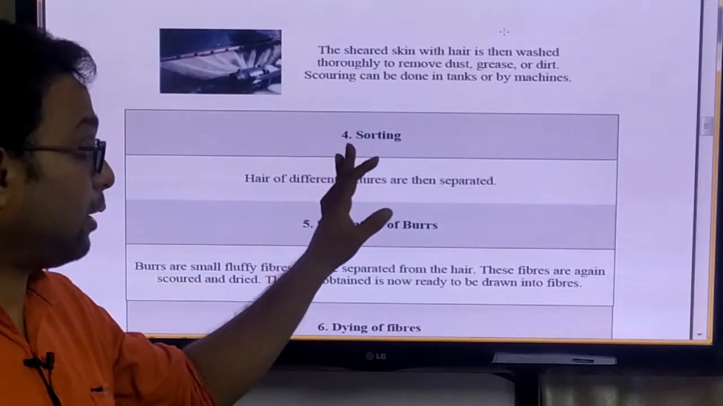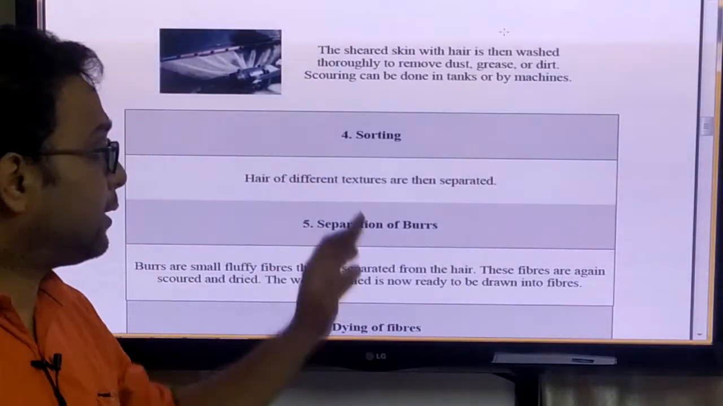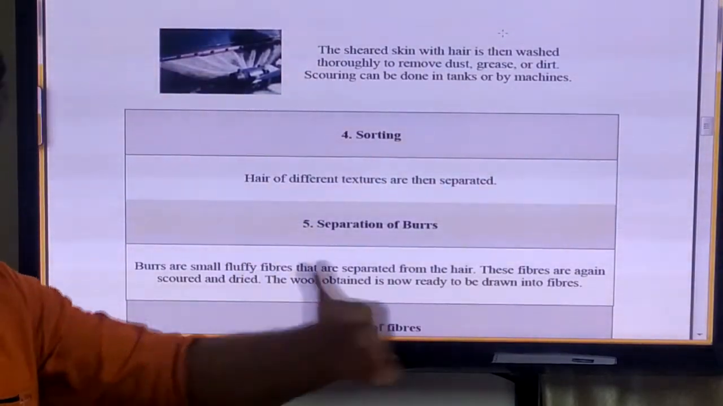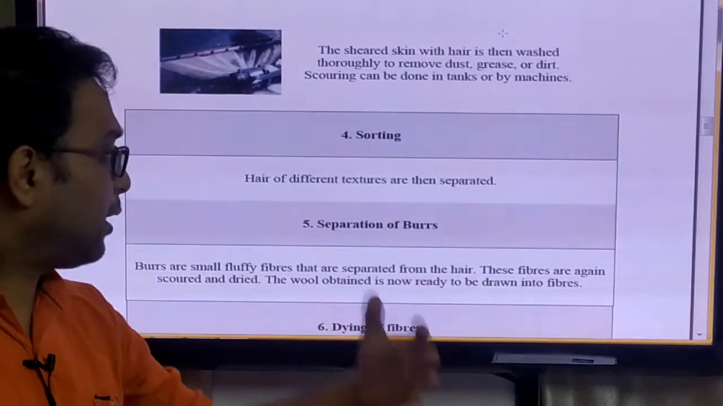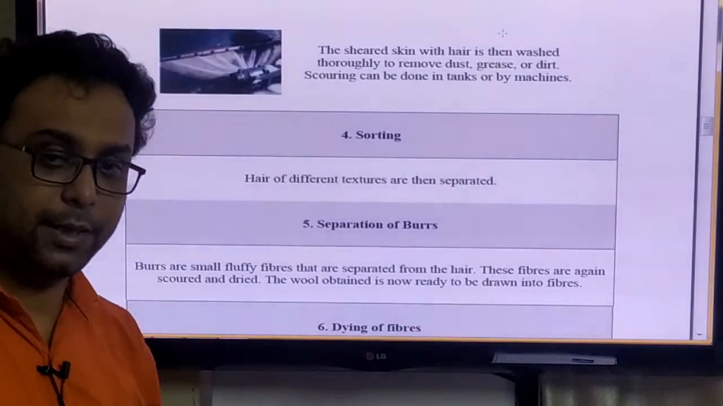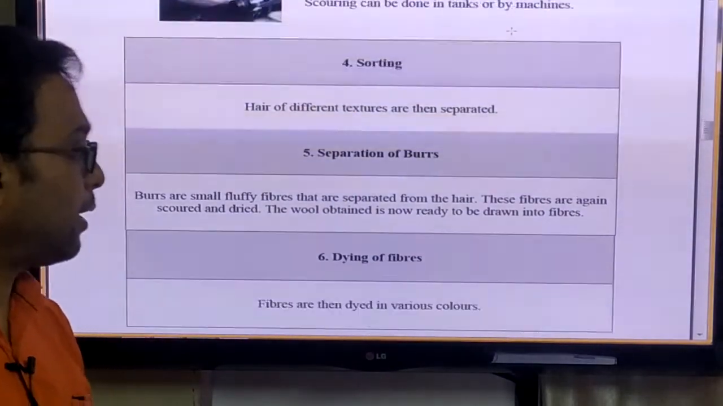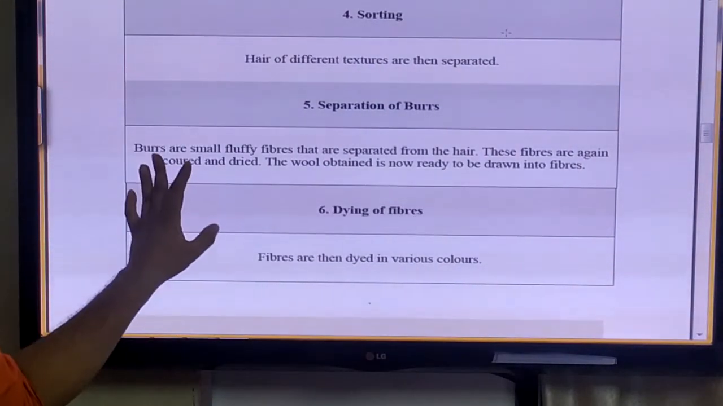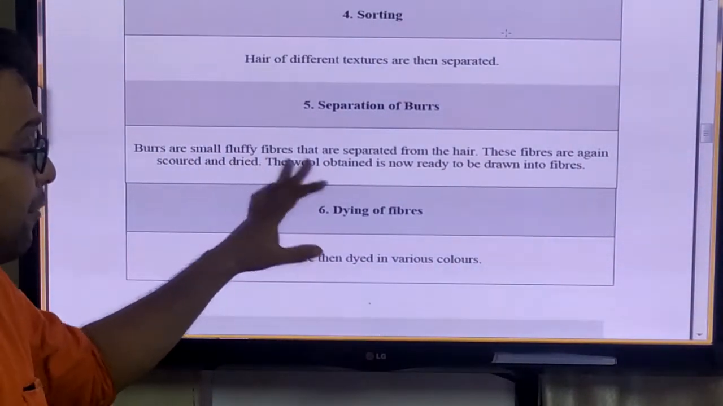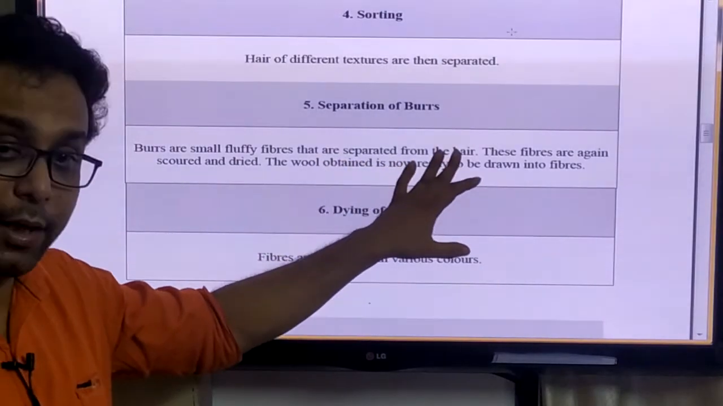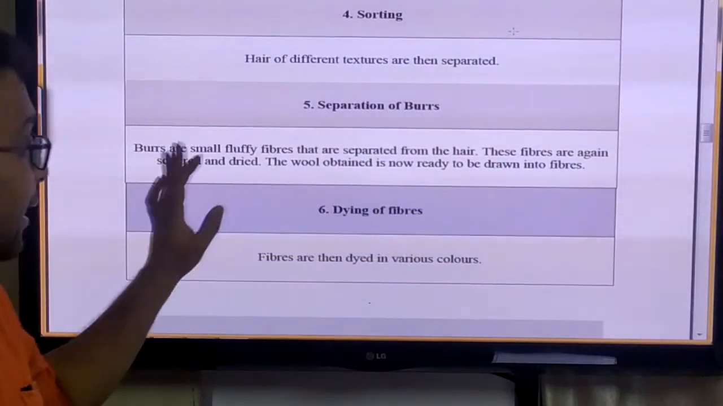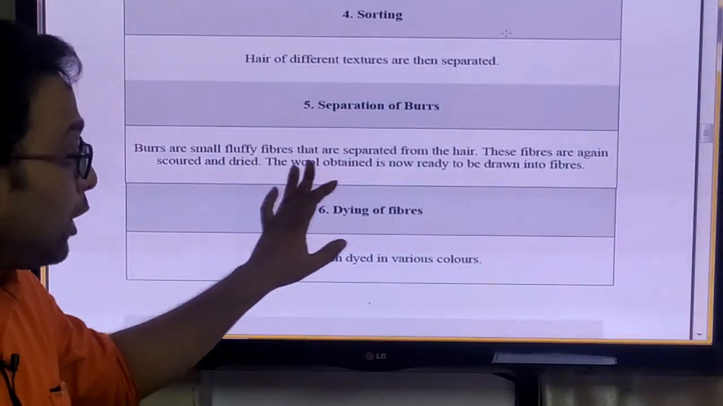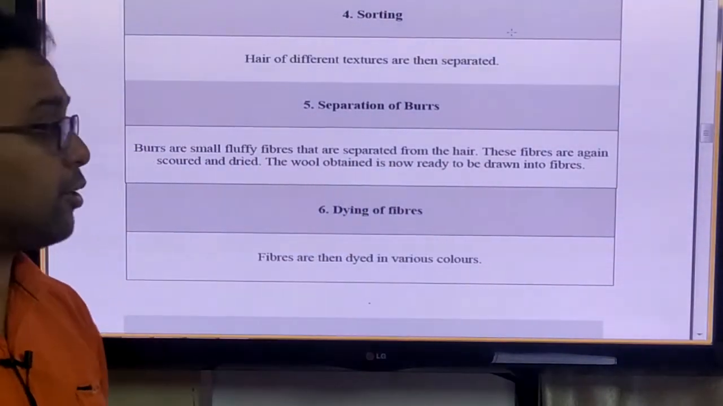Now step 4 is sorting. Hair of different textures is separated. Different texture, different hair are separated in that process. Now the separation of burrs. Burrs are small fluffy fibers that are separated from the hairs, and these fibers are again scoured and dried. The wool is now ready to be drawn into fibers.